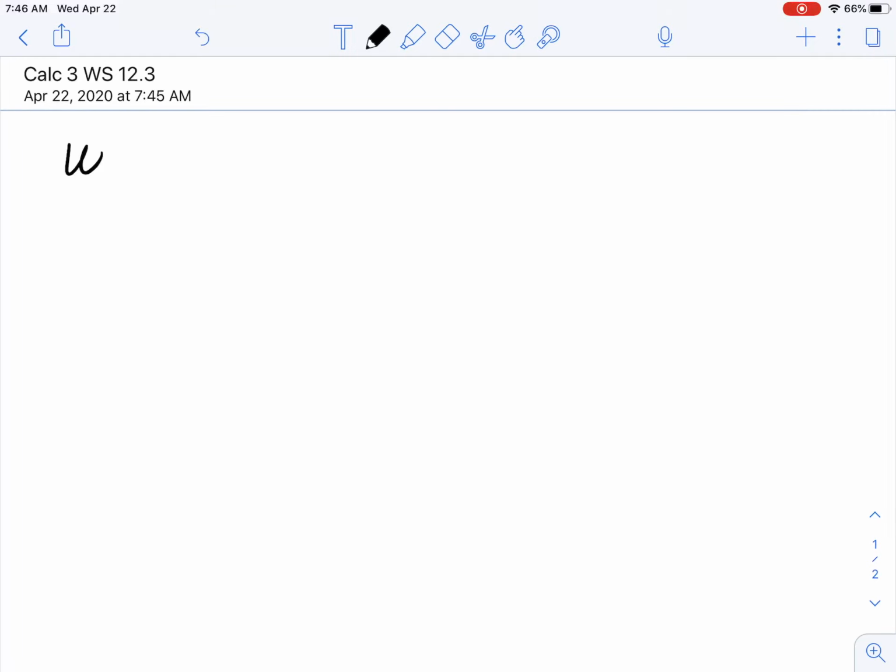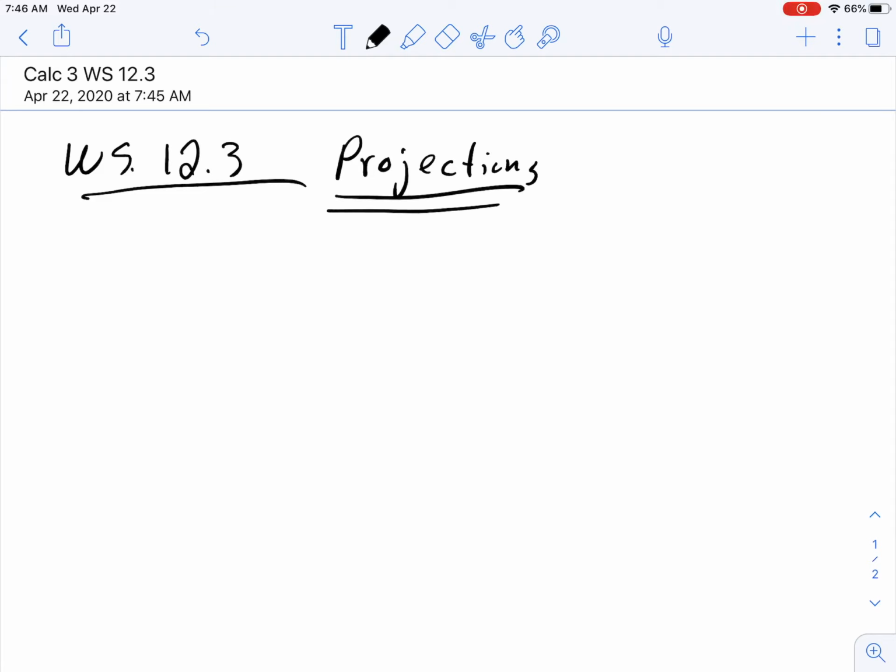All right, class. So this is for worksheet 12.3. And what it deals with is called projections. Okay. So first off, just the term, how it's going to be presented.